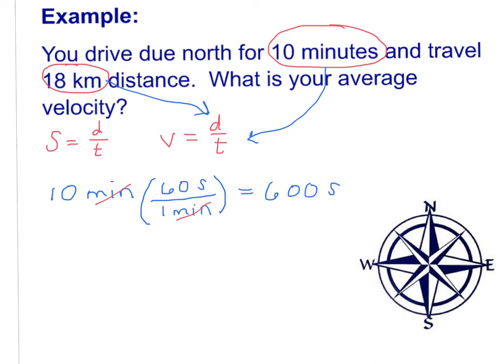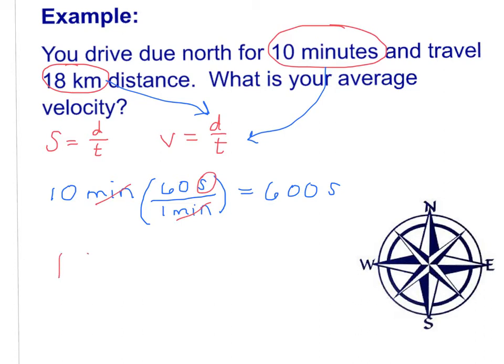I can write that answer down. 10 times 60 equals 600. My minute units cancel out. I'm only left with the units of seconds right here. So it's 600 seconds is the amount of time. Now let's look at converting my distance units so that those will be able to be plugged into my equation.